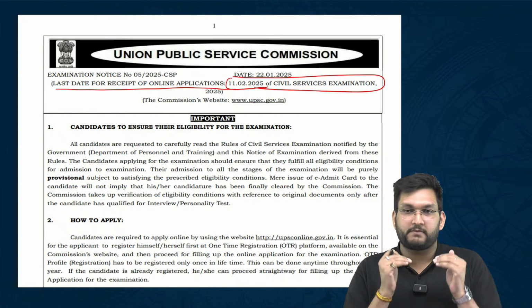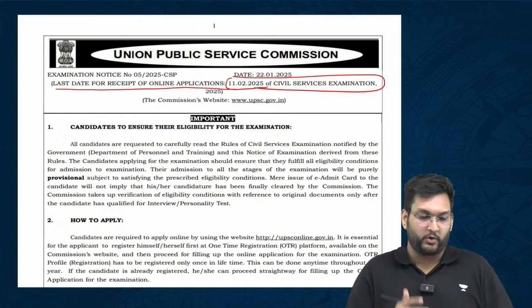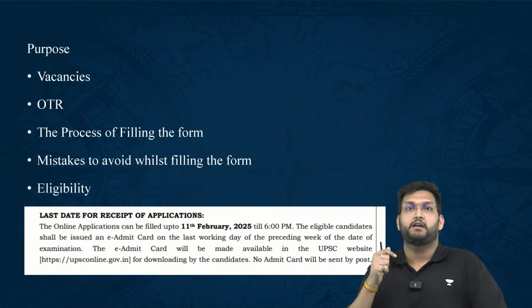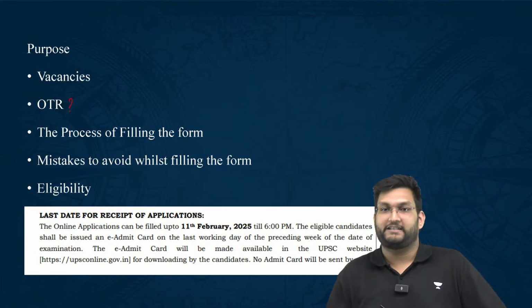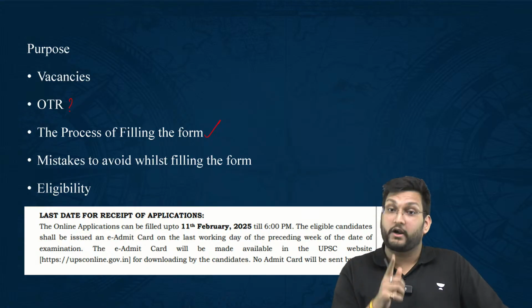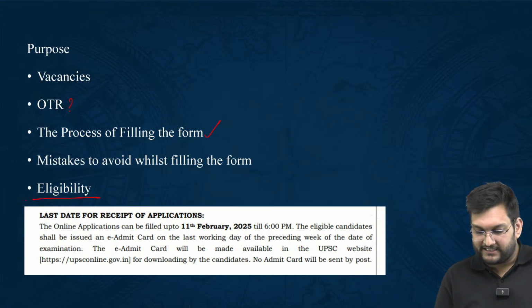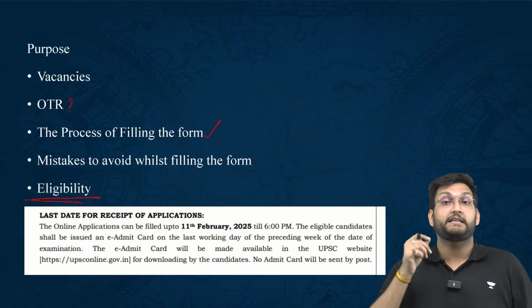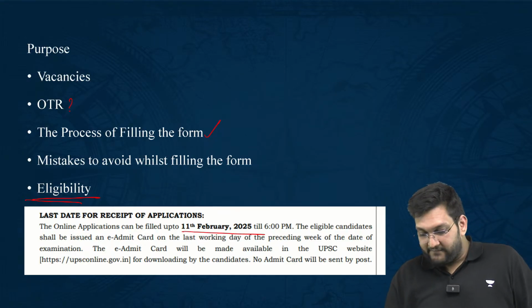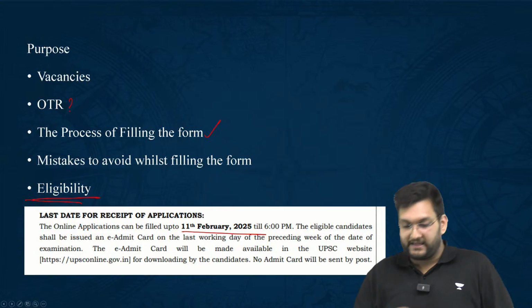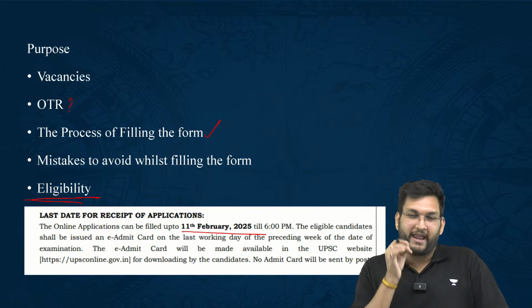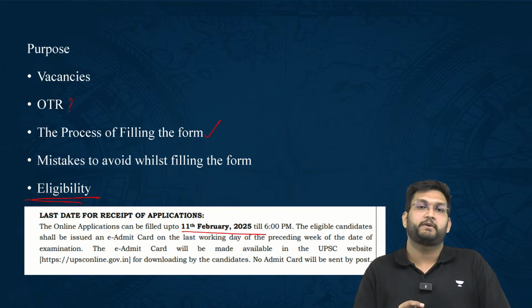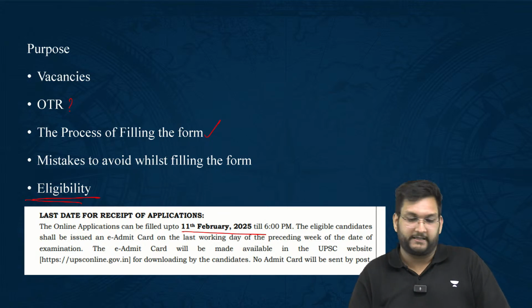And the most important aspect here is how to fill it. So in this session, we'll try to understand what the number of vacancies is, what OTR, which is one-time registration, is, how to fill the form, what mistakes you should avoid, and over and above that, what the eligibility is. Again, emphasizing this point, on 11th February 2025 till 6 p.m. you can fill this form. So please don't delay. Very important moment if you've been preparing for the past 1 year.